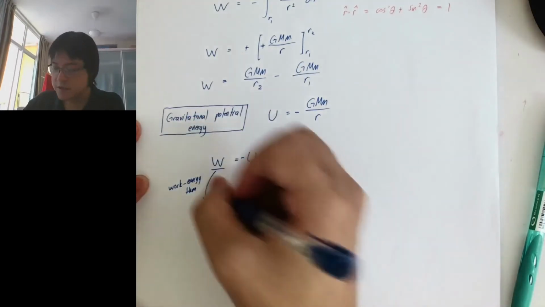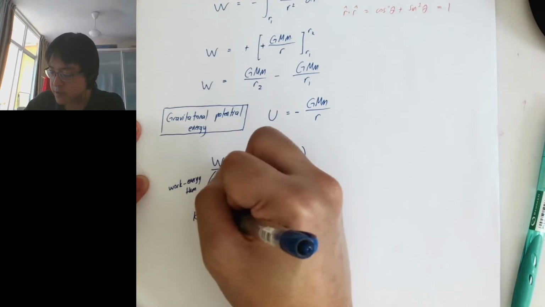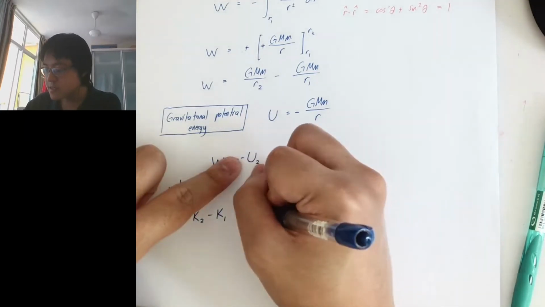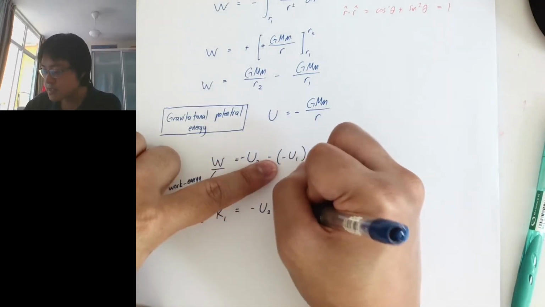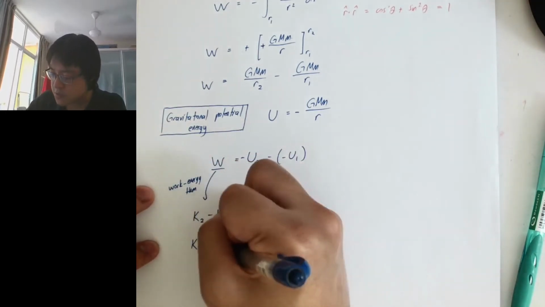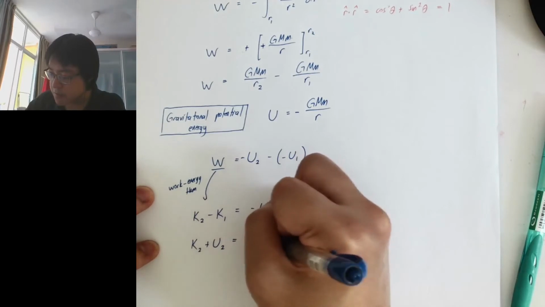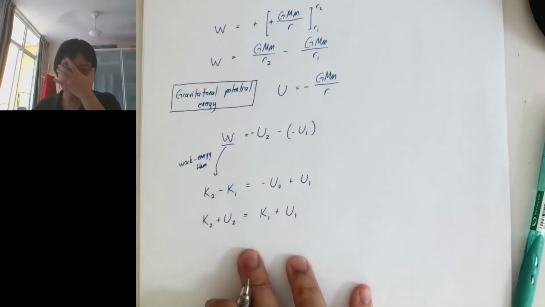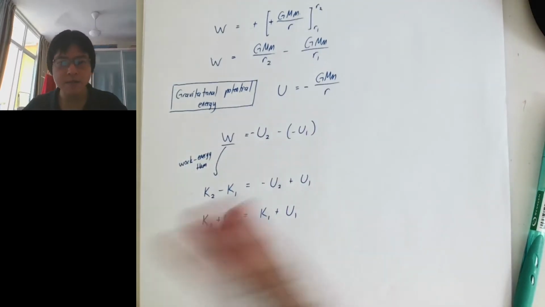Right, so work-energy theorem. This is the change in kinetic energy. This is negative U2, and then this is plus U1. So if I bring this over, I find that K2 plus U2 equals K1 plus U1. Okay, so this is my conservation of energy again.